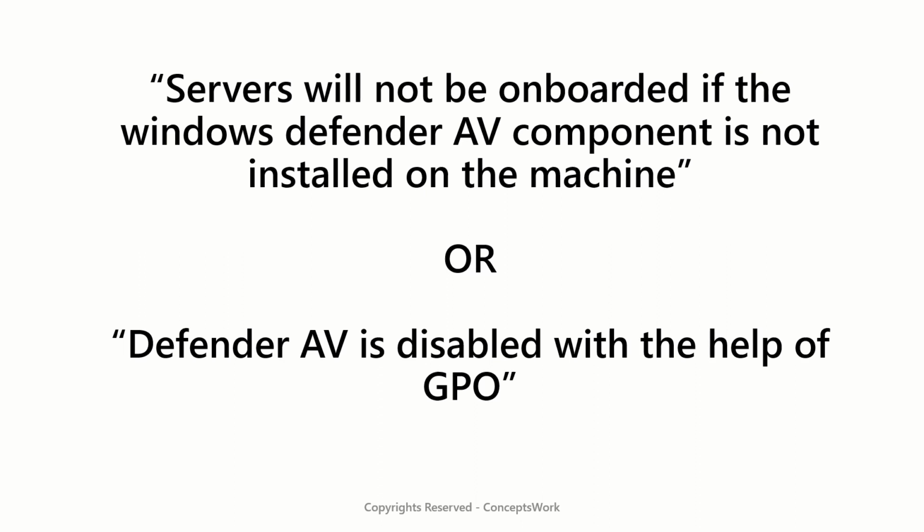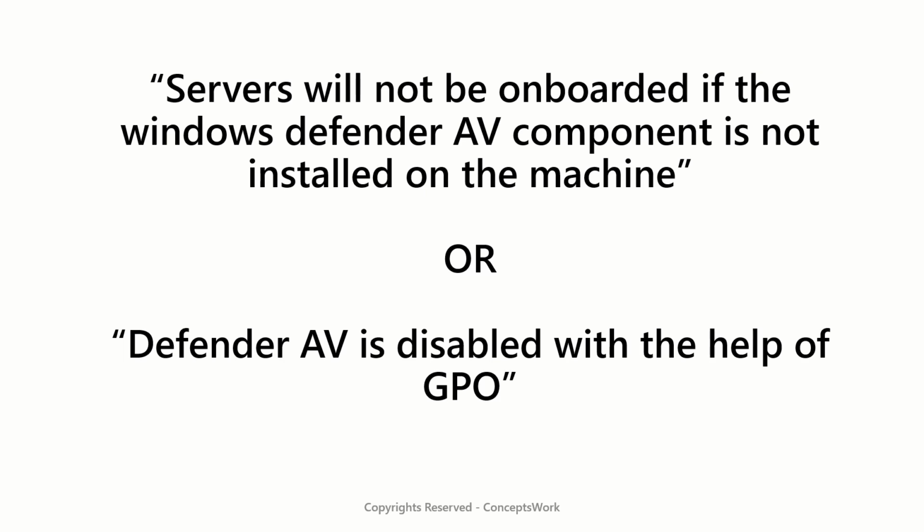According to me, 2019 servers specifically will not be onboarded if the Windows Defender AV component is not installed on that particular machine. So how to install it? Just go to the roles and features section, and from there you can install Windows Defender AV. Install that first and then onboard your machine.